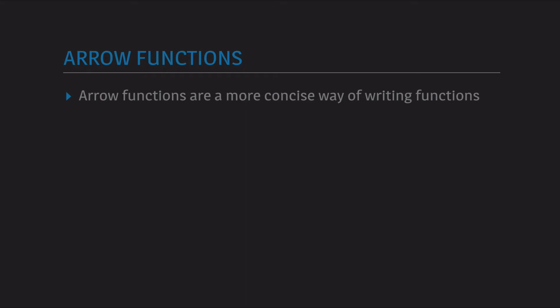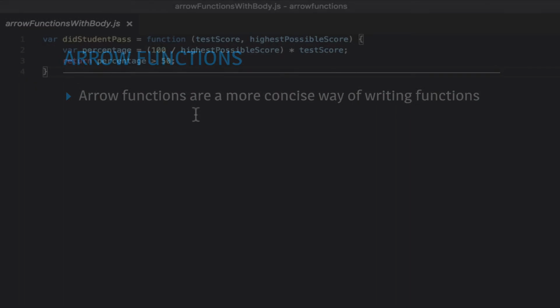Okay, arrow functions. What are they? Arrow functions are a more concise way of writing function expressions in JavaScript. Let's jump straight into some code. I'll show you a standard function expression, then I'll rewrite it as an ES6 arrow function.